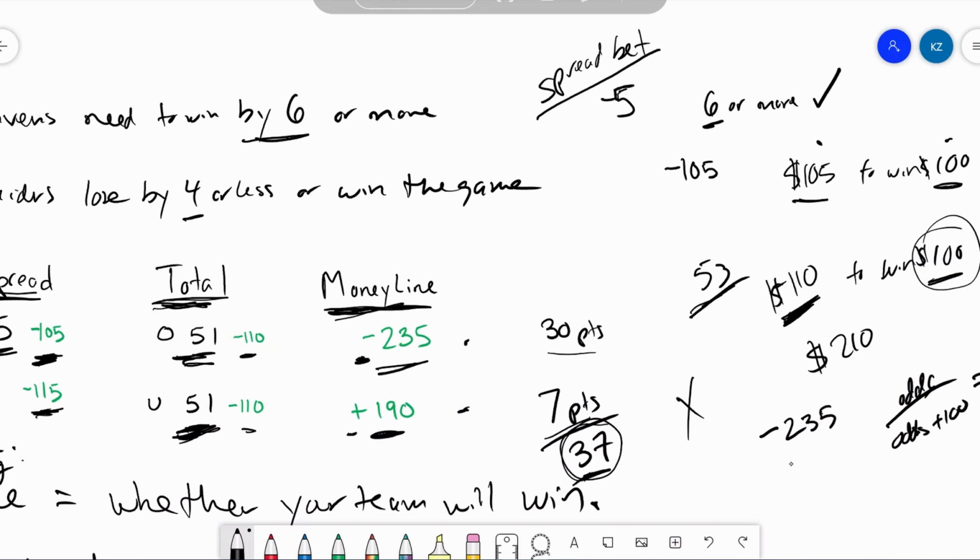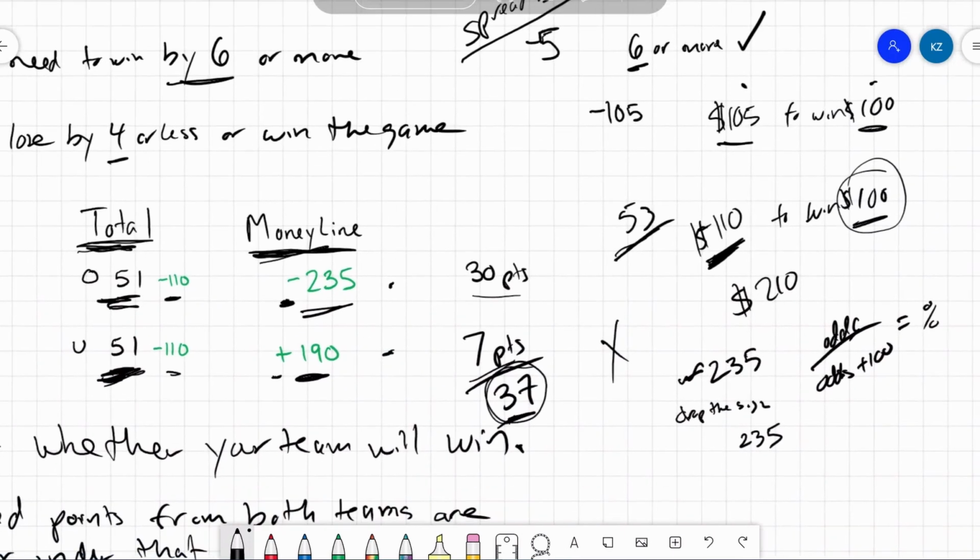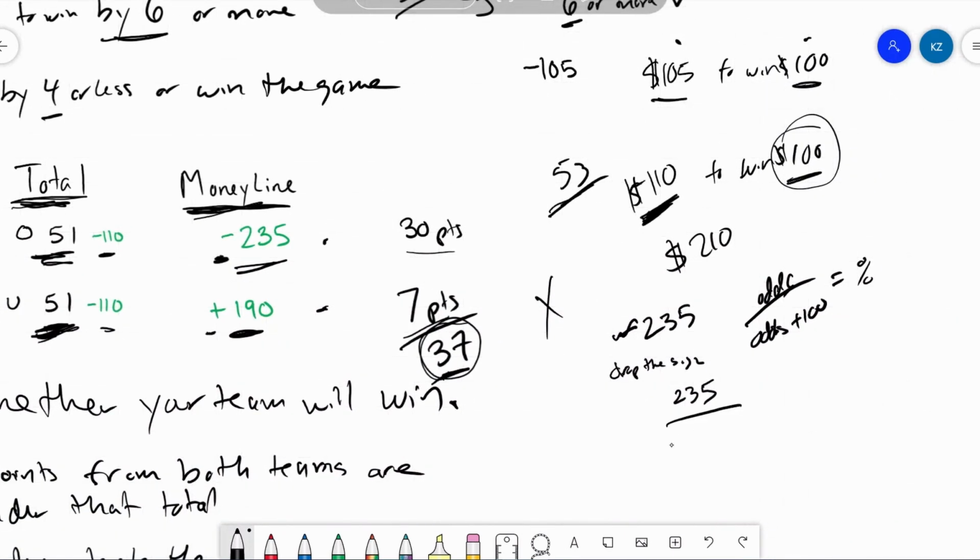So let's do the same thing here. What we're first going to do is drop the sign. If it's a minus or a plus, we just drop the sign, so we would get 235. Let me adjust it so we can see better. And then we would just do 235 plus the 100. So that's 235 divided by 335.